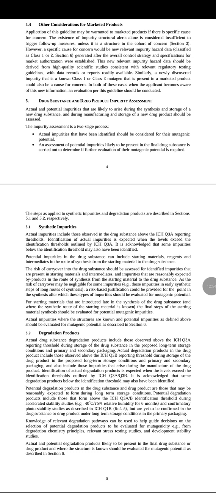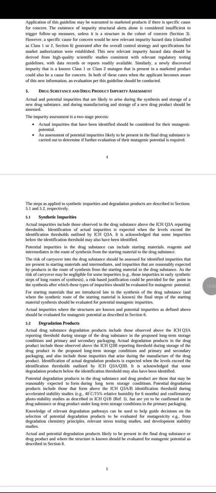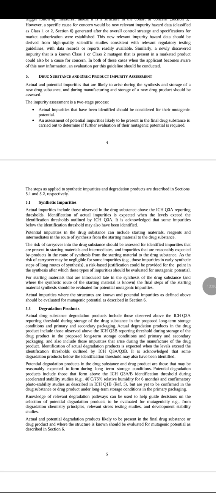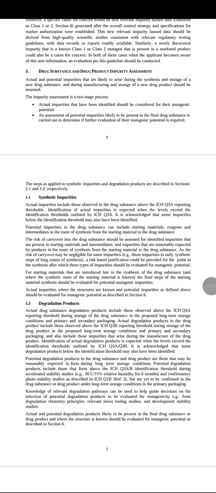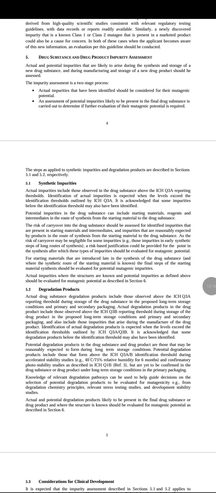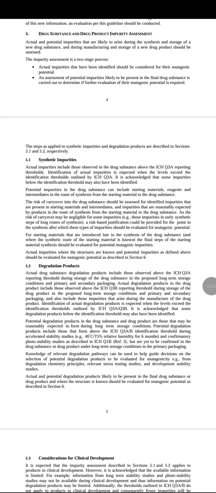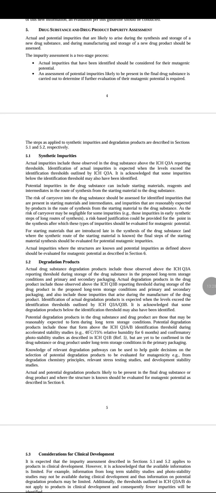relevant impurity hazard data. This class 1 or class 2 data is generated after the overall control strategy specification for the marketing authorization is established. This new relevant impurity hazard data should be derived from high quality scientific studies consistent with the relevant regulatory testing guidelines, with data reports readily available. Similarly, a newly discovered impurity known as a class 1 or class 2 mutagen that is present in a marketed product should be cause of concern. In both cases, when the applicant becomes aware of new information, the evaluation of this guideline should be conducted. Drug substance and drug product impurity assessment.